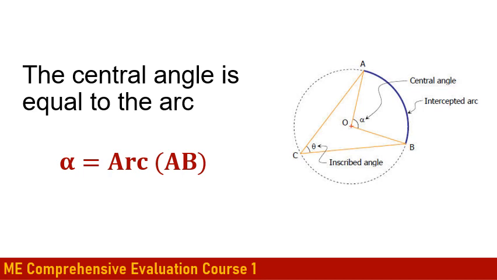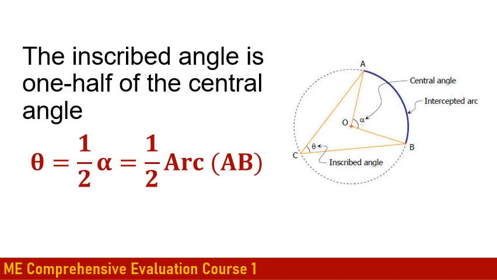Say for example, you have here a central angle alpha, then that is also equal to the length of this arc AB here. Since your alpha is a central angle, it means that it's an angle formed by the two radii of a circle. Also, another theorem states that the inscribed angle is 1/2 of the central angle.